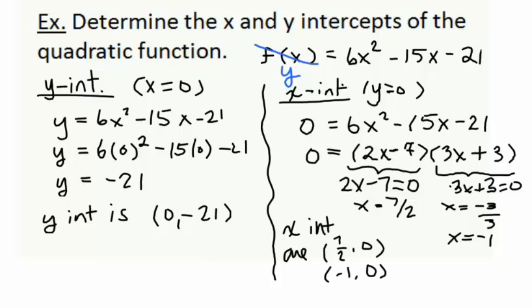That means our parabola actually has two x-intercepts. The first x-intercept has x-coordinate 7 over 2, and our second x-intercept has x-coordinate negative 1. Of course, the y-coordinates here are both equal to 0. That was the assumption that we started with.